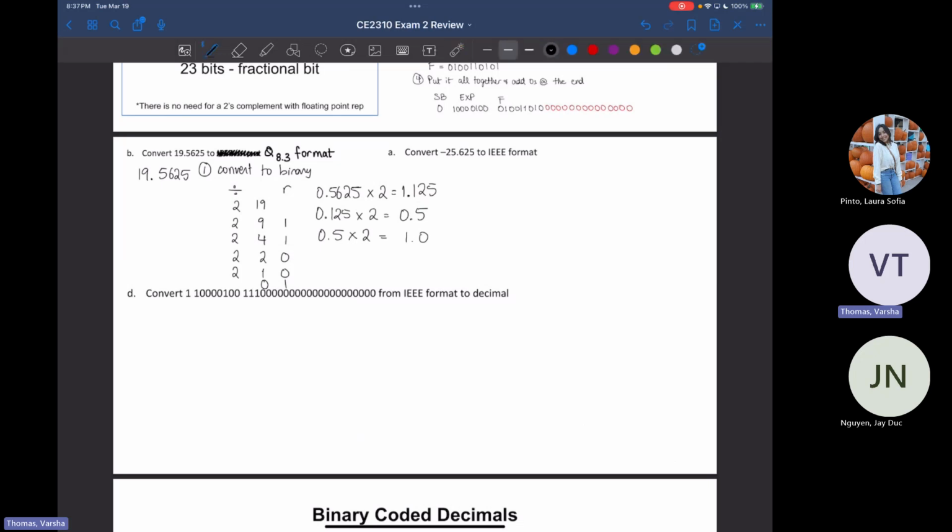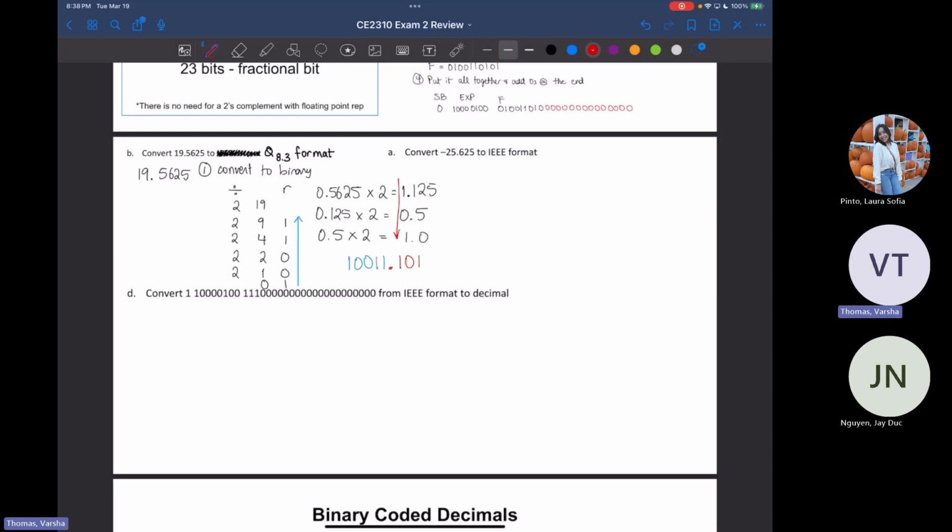So when we're putting this value together, for integer values, you go from the bottom up. So your answer is 10011. And then for the fractional portion, you go from top down. So I'm going to put .101.